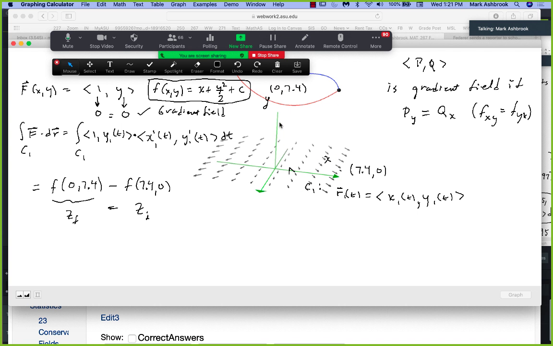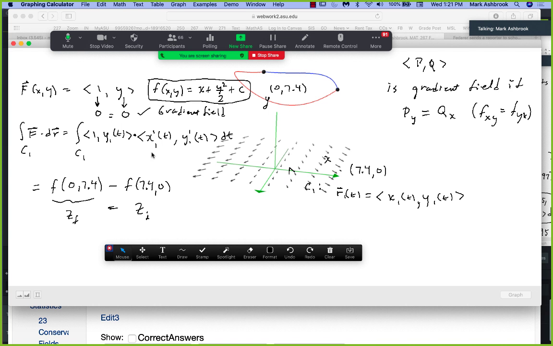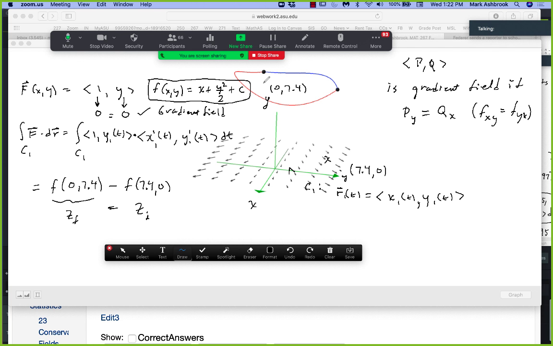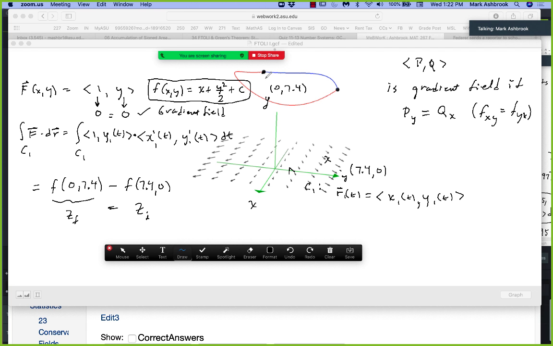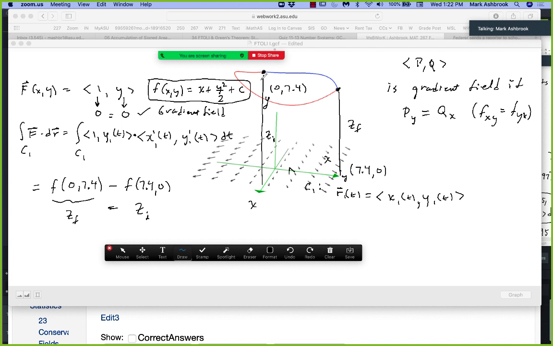The value of that line integral is really the change in height. This is x, and this is y. So this point is here, it's this z value, and then this z value is there. This is z final, and this is z initial. The fundamental theorem of line integrals is really taking us to the third dimension and asking, what's the change in height of those z values?